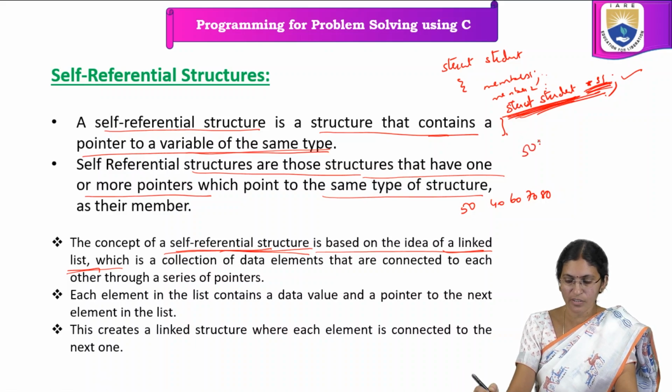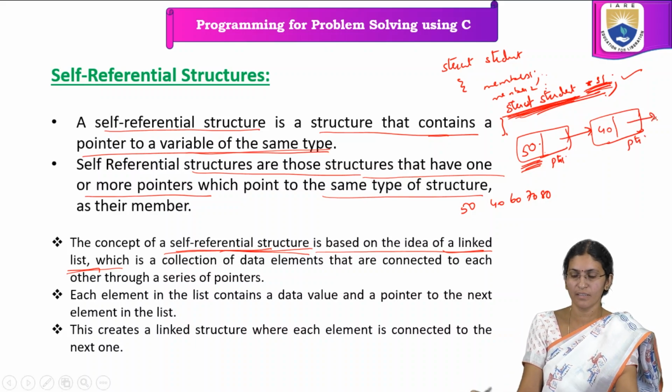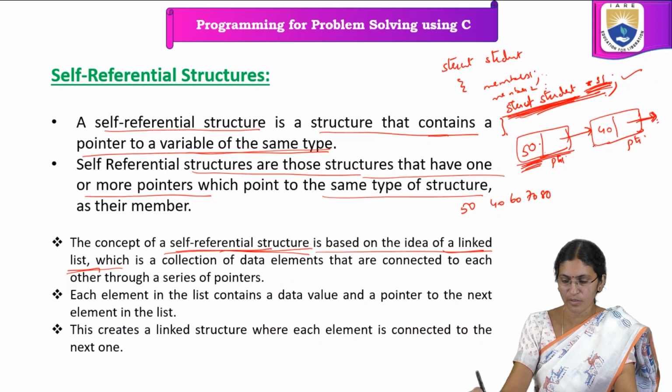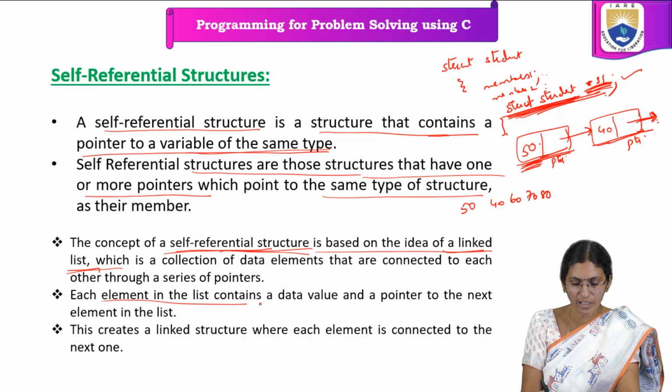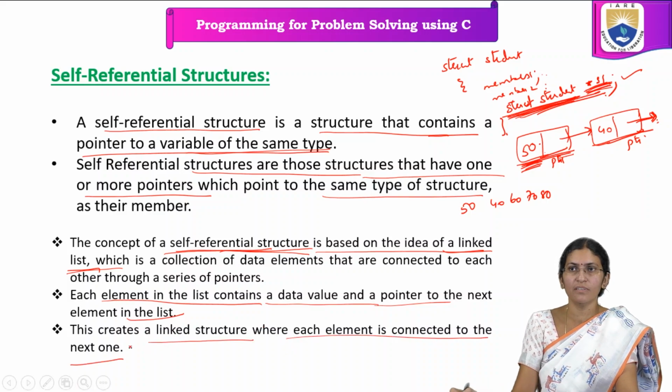In the concept of a linked list, we can define a struct data type where one of the members is a value and the other is a pointer variable. This pointer variable will point to the data type of the same type. This will also have a value and then a pointer variable, which will point to another node. This is considered a node, this is another node, and so on. Each element in the list contains a data value and a pointer to the next element in the list. This creates a linked structure where each element is connected to the next one.